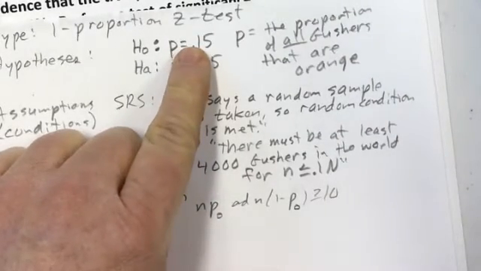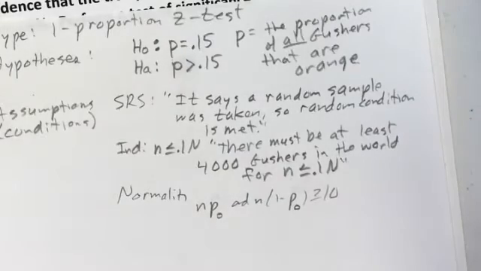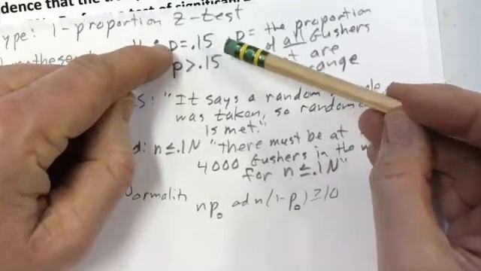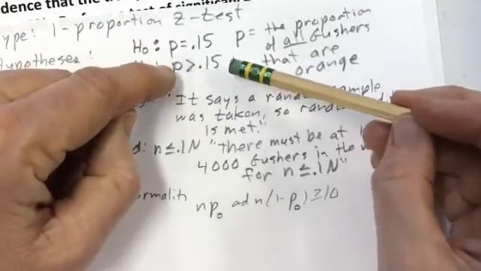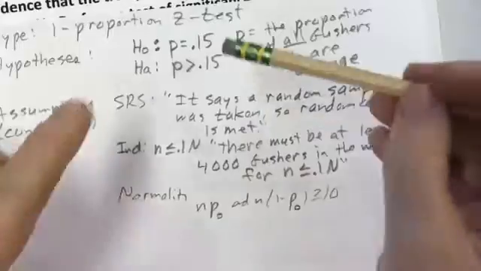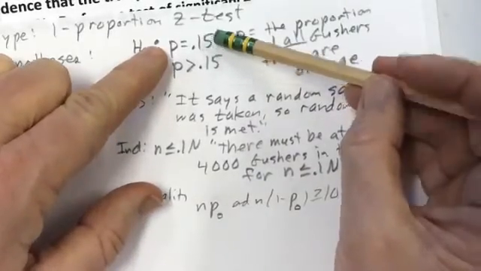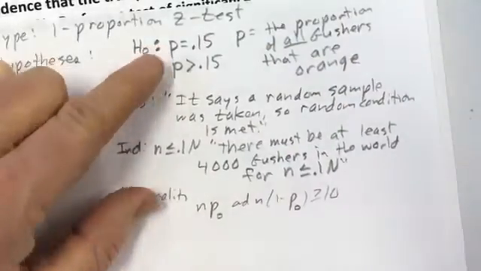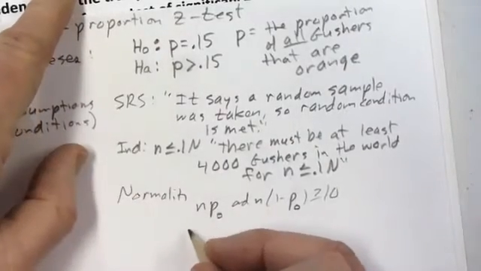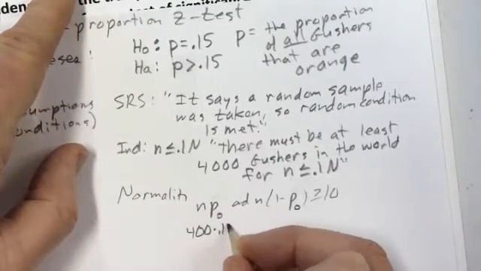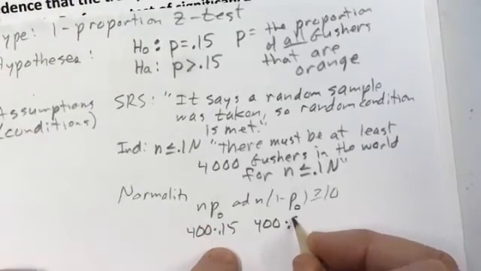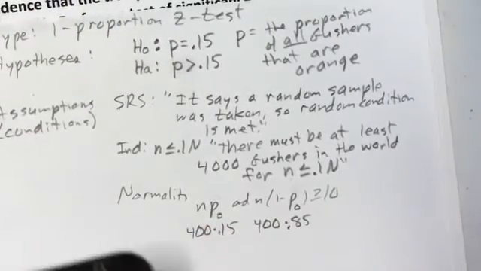The whole premise of this test is we are going to use the logic of if we assume the null is true, what's the probability we're going to get a sample value as big or bigger than the sample value we got? So we are assuming in a way that this null is true. Let's just assume that 15% is true. So we're going to use 15% for that. So this would be 400 times 0.15, and this would be 400 times 1 minus 0.15, which would be 0.85.